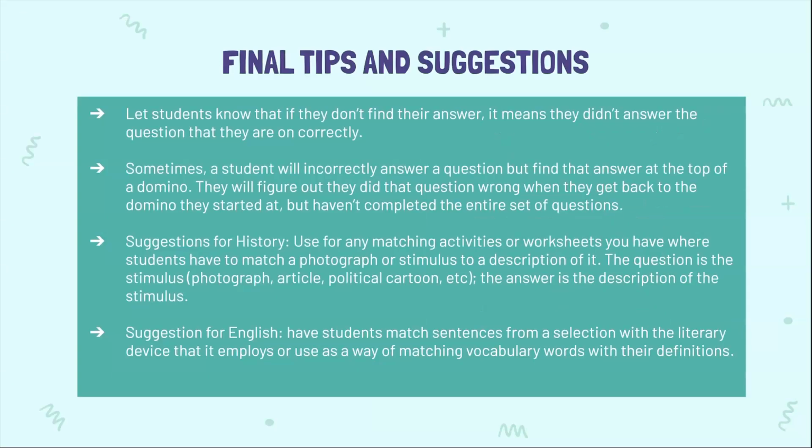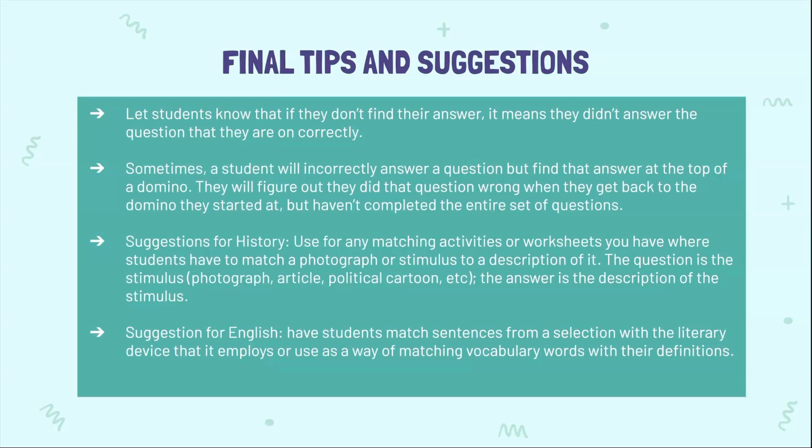Some final tips and suggestions: you can let students know that if they don't find their answer at the top of another domino, it means that they didn't answer the question correctly. And sometimes a student will get unlucky by answering a question incorrectly, but finding that answer at the top of another domino because it is the answer to another question. If this happens, then the student will figure that out once they get back to the domino that they started at and realize that they haven't completed the entire set of questions. And so they will have to backtrack and retrace their steps until they can find their mistake.